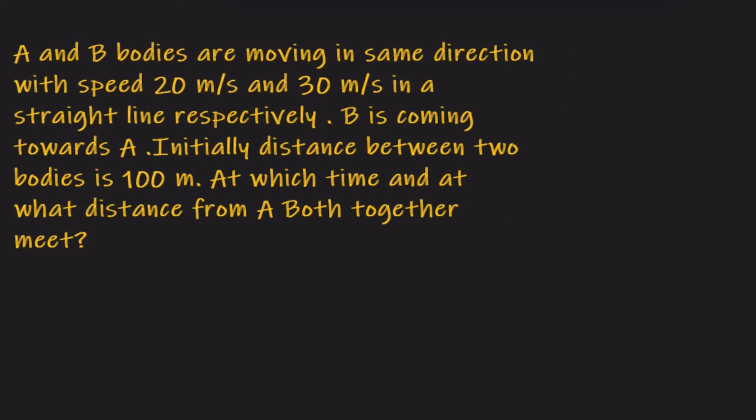Next, another question. A and B are moving in the same direction with the speed 20 meter per second and 30 meter per second in a straight line respectively. B is coming towards A. Initially, distance between two bodies is 100 meters. At which time and at what distance from A both together meet?